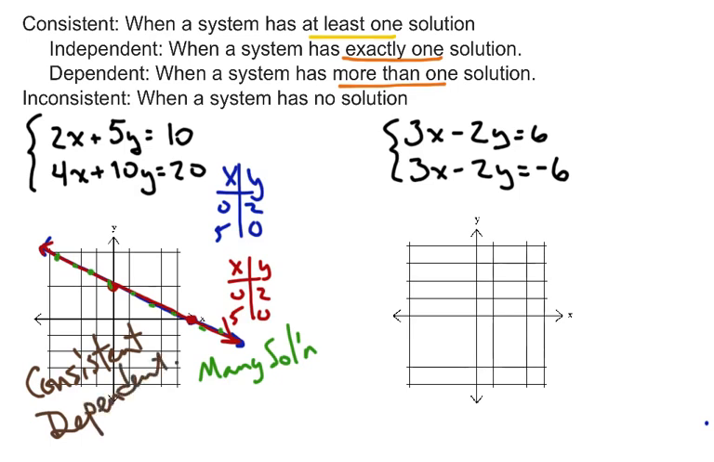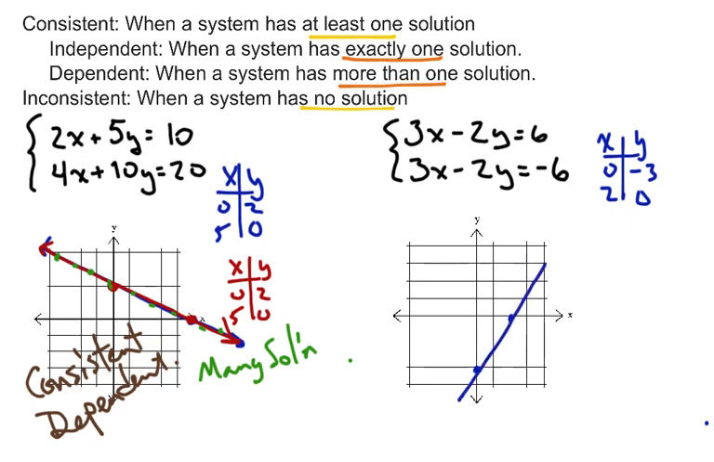Now, sometimes with the next example, we'll end up with a system that has no solutions. Check it out. When we look at the first equation, 3x minus 2y equals 6, it's in standard form, so we look for intercepts again. Plug 0 in for x, negative 2y equals 6, so y is negative 3. Plug 0 in for y, 3x equals 6, so x is 2. Y-intercept at negative 3, x-intercept at 2.